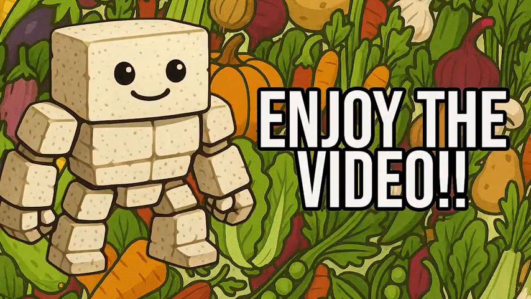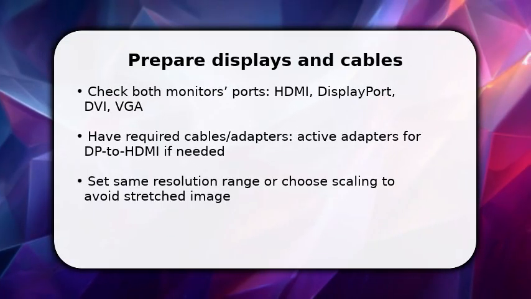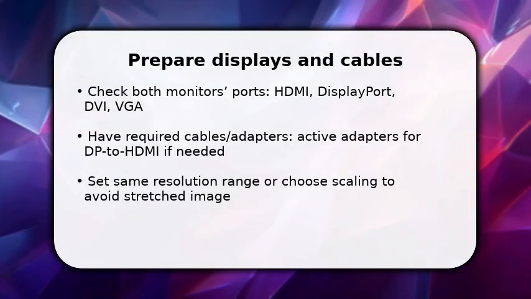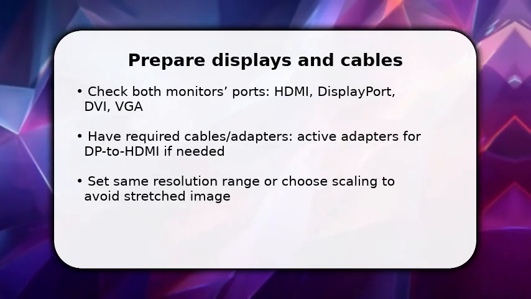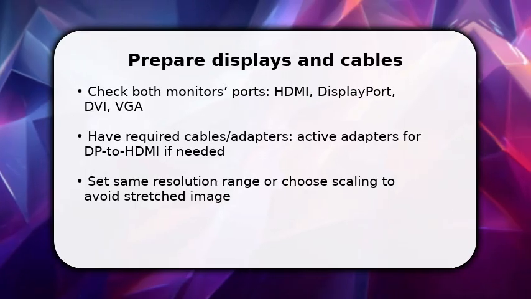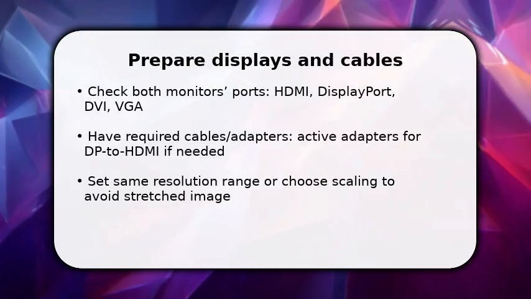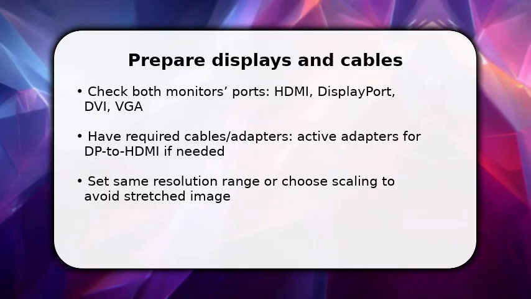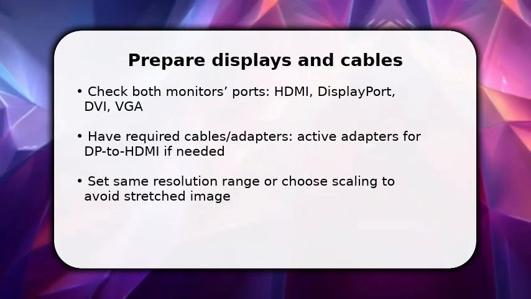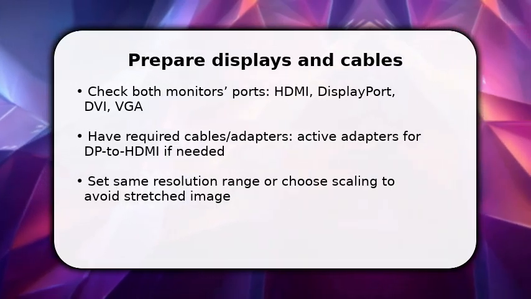You start by confirming physical connections and capabilities. Plug both monitors into your GPU or laptop outputs and use active adapters when converting signal types. Passive adapters often fail. Once connected, power both screens and set them to native resolutions in their on-screen menus. Make sure the host device recognizes two displays before proceeding.